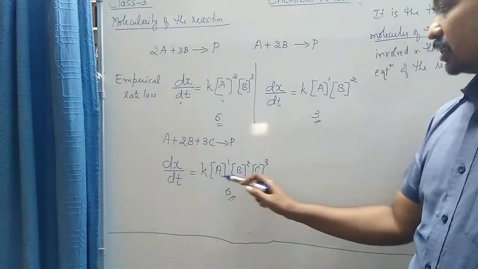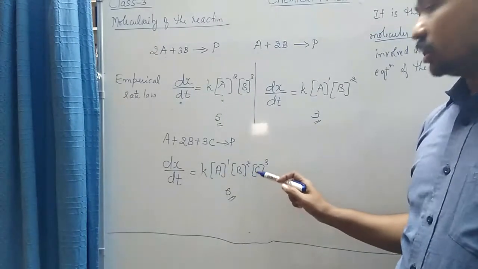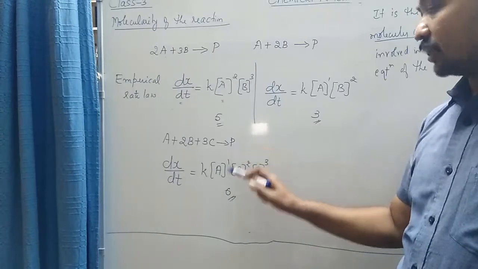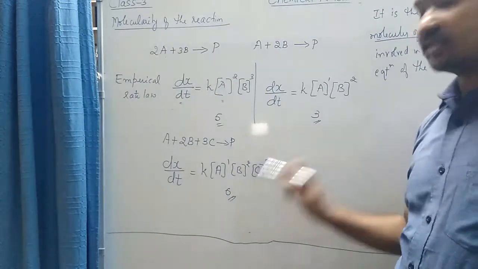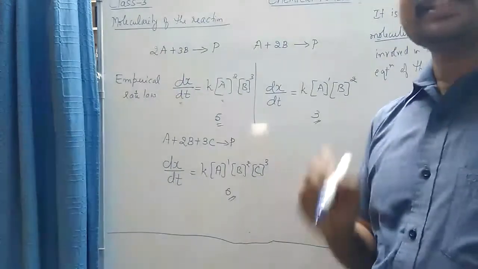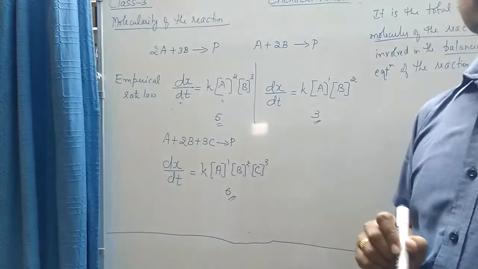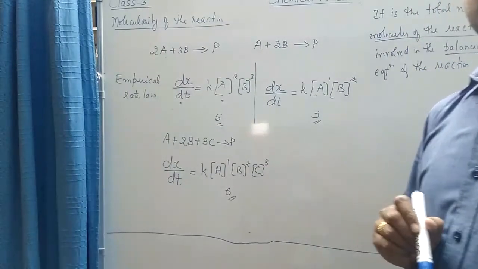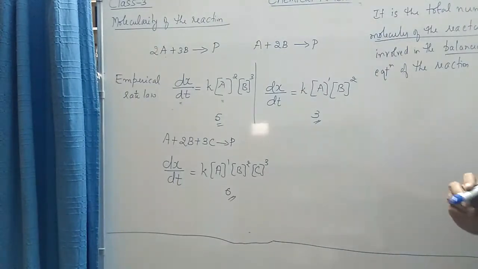Whereas there are 3 types of reactants involved here, and the molecularity of the reaction is 1 plus 2 plus 3, that is 6. Molecularity is 6. What do you mean by molecularity is equal to 6? It means 6 concentration terms of the reactants are affecting the rate of the reaction.